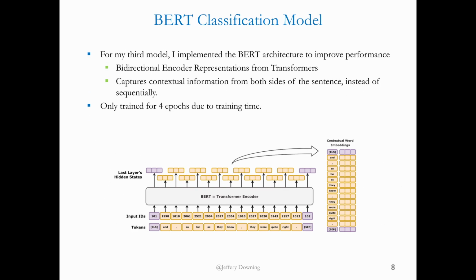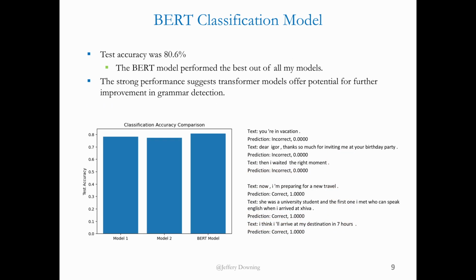For my third model, I implemented the BERT architecture to improve performance. So BERT stands for bidirectional encoder representations from transformers, which can capture contextual information from both sides of the sentence instead of going through the sentence sequentially. And so this model was trained for 4 epochs. And the test accuracy of the model was 80.6%. So this ended up performing the best out of all of my models. And the strong performance suggests that transformer models can offer further improvement in grammar detection.